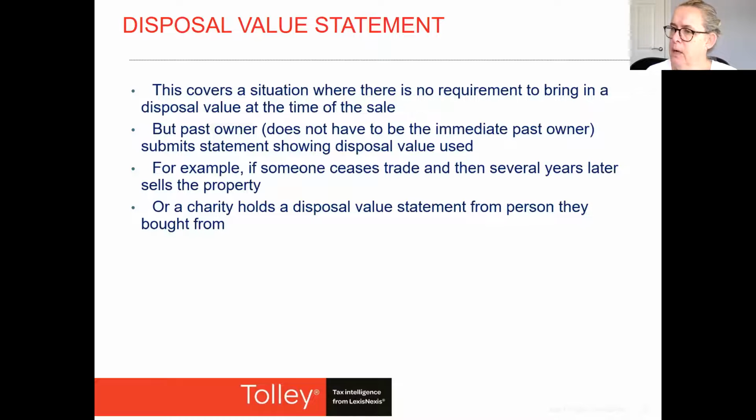So it becomes problematic. It works the other way around as well: if you are selling to an organisation, you would want to potentially provide a disposal value statement. To be honest with you, that bit of the legislation really does not work very well at all. So that's the kind of basic way that it works.